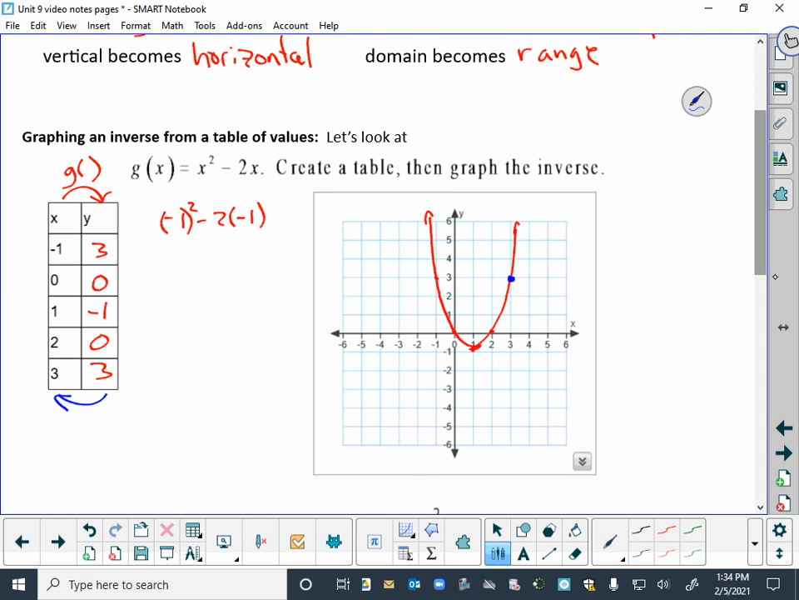If I want the inverse points here, I'm going to put points at (3, 3), at (0, 2), at (-1, 1), right? I'm switching the x's and the y's. So (0, 2) is right there, and (-1, 1) is right there. (0, 0) is on this as well, and then (3, -1) is right there. And if I'm going to connect those dots, it's going to look something like this.